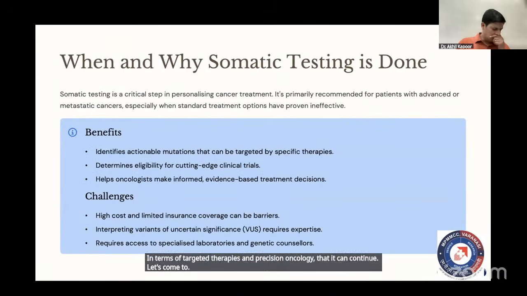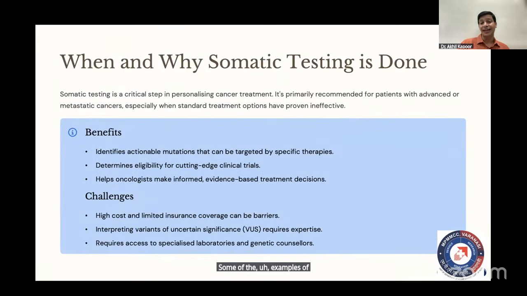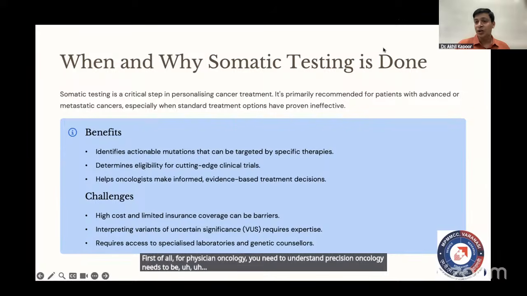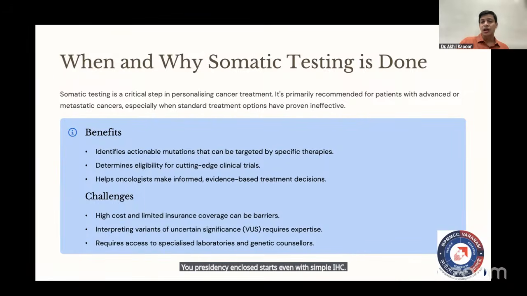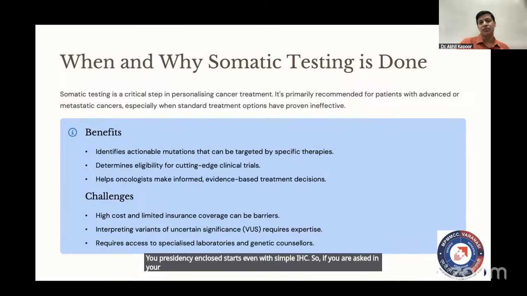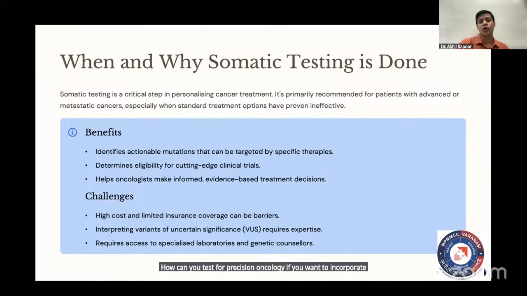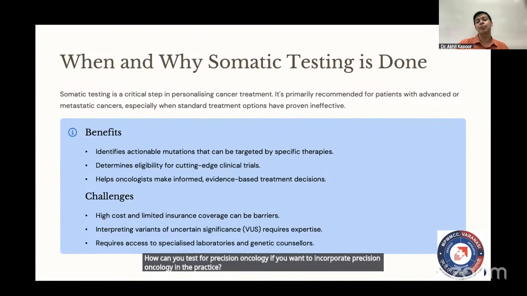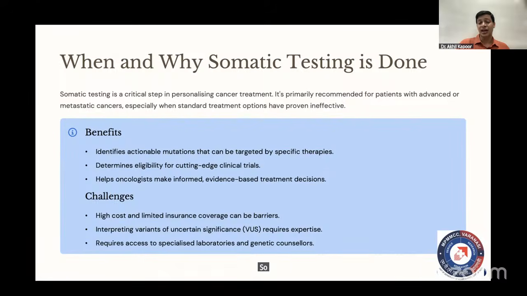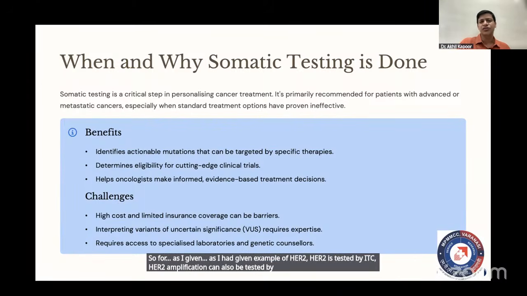Let's come to some of the examples of somatic testing. When we do somatic testing, first of all, you need to understand that precision oncology does not start only with NGS. Precision oncology starts even with simple IHC. So if you are asked in your viva or in any interview how you can test for precision oncology if you want to incorporate it in practice, it starts even with simple immunohistochemistry. As I gave the example, HER2 is tested by IHC. HER2 amplification can also be tested by NGS, but IHC is one of the simplest ways.